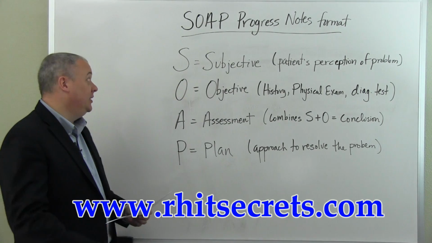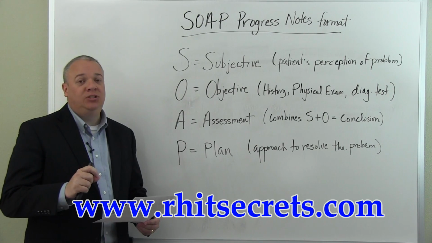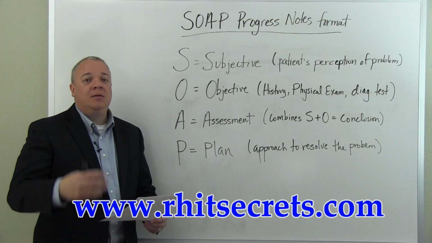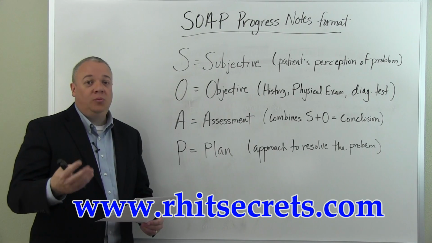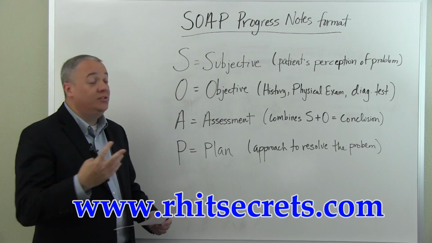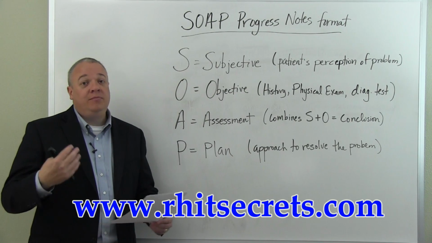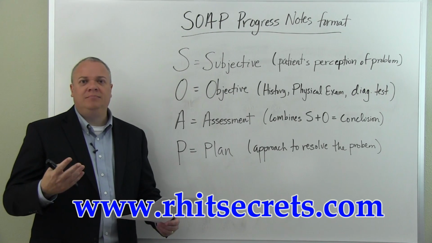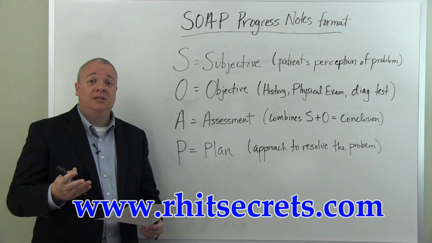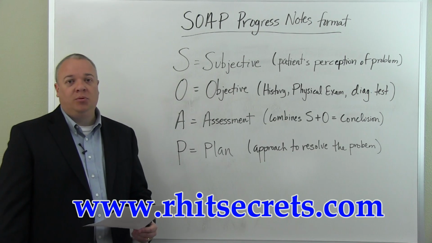So we begin with the first letter, S, which is the subjective portion of the progress notes. In this stage, you basically ask the person, you tell me the symptoms, the way you feel, describe for me the level of pain, things like this. So it's the patient's perception of the problem. I feel dizzy, I'm hot, I have a fever. It's their evaluation, so it's subjective. It's what they think.